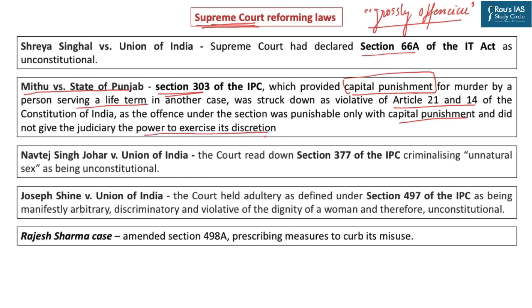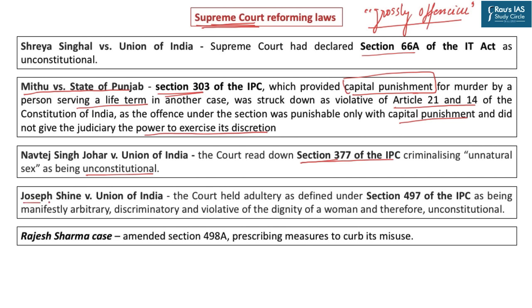Then recently in 2018, in Navtej Singh Johar versus Union of India, the Supreme Court struck down Section 377 of the IPC. This section criminalized unnatural sex. The Supreme Court declared Section 377 as unconstitutional. Unnatural sex here implies any sex apart from sex between opposite genders.